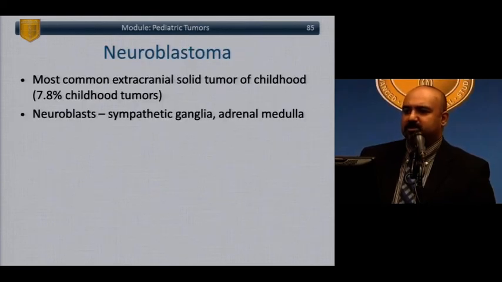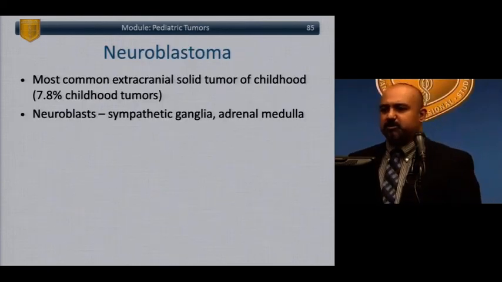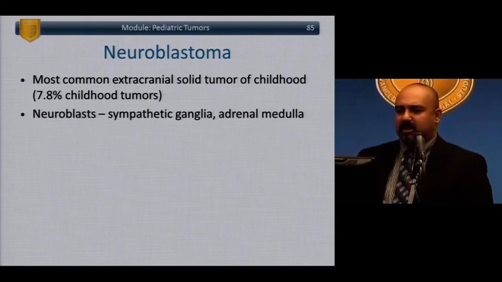The two main types, really, are neuroblastoma and Wilms. So we'll talk about neuroblastoma first. This is the most common extracranial solid tumor of childhood. It's about 8% of childhood tumors. The neuroblasts are the culprits, or where this forms from.